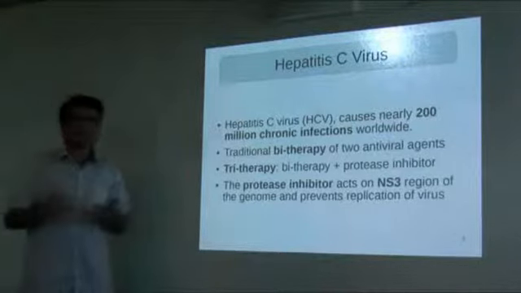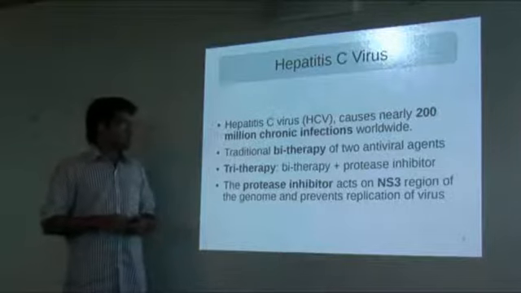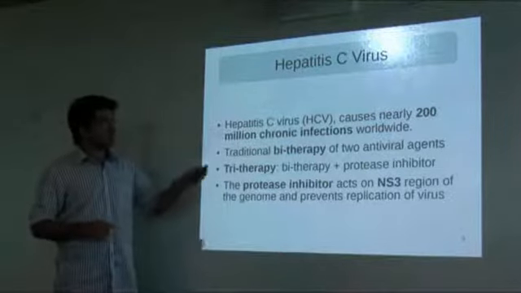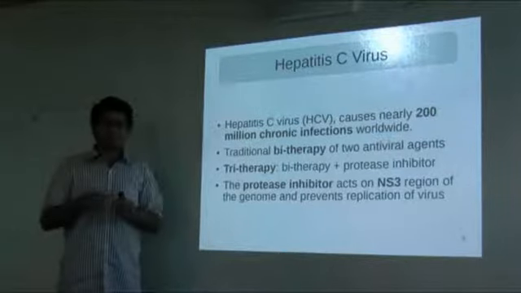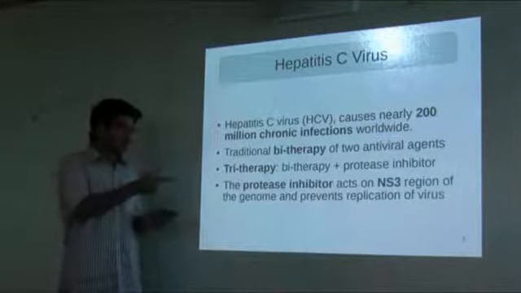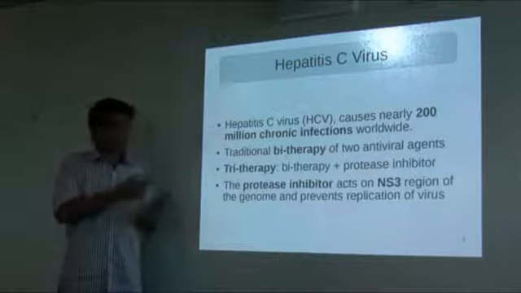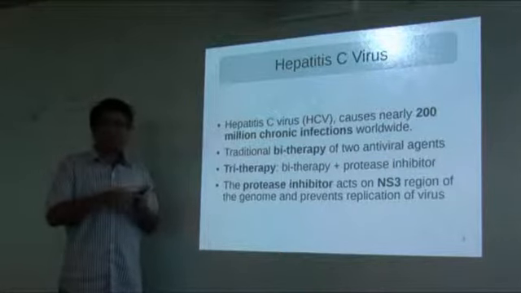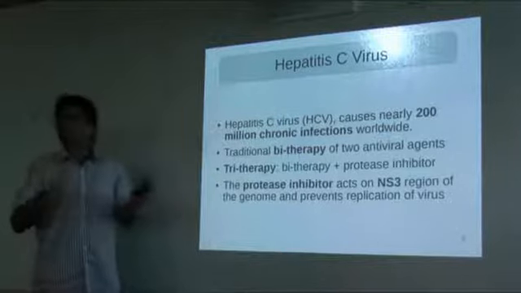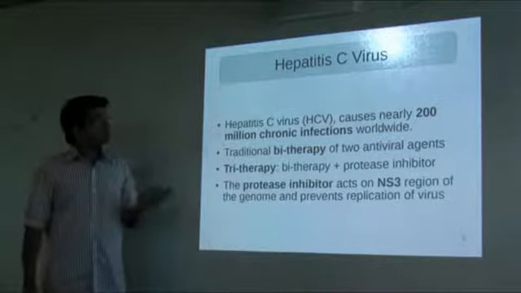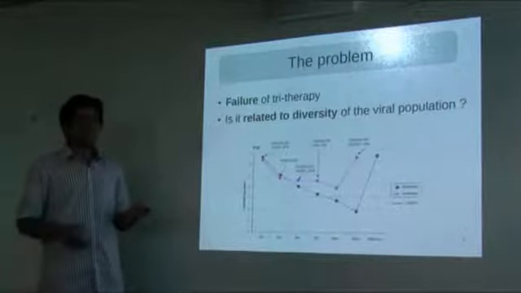Moving on a bit about the virus, it's quite widespread worldwide, and you have the traditional bitherapy of two antiviral agents, and there's a new therapy which adds a protease inhibitor to this bitherapy. It acts on a specific region of the genome, the NS3 region, and it prevents the replication of the virus. That's how it tries to control the infection. But the problem with this therapy is that it fails.